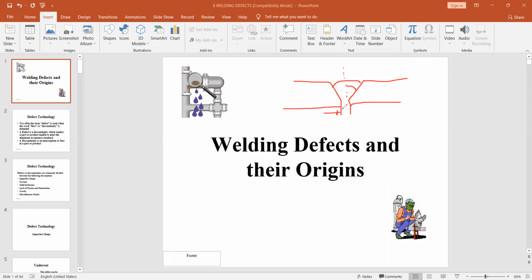This is the root gap, 2 to 3 millimeters, and this is known as the root face, or we can say root height, and this also is generally 2 to 3 millimeters. So just consider, if this root gap is very small, then what will be the effect on weld quality?